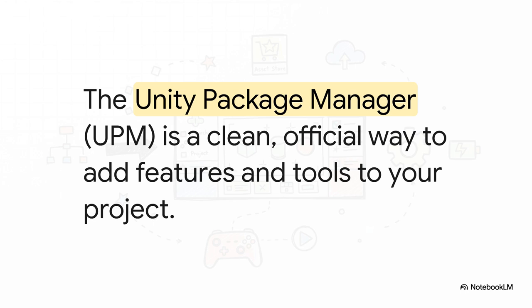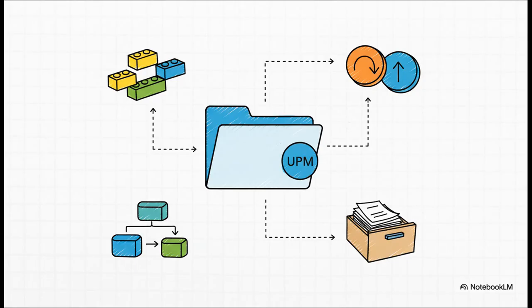These packages can be anything from powerful camera tools like Cinemachine to advanced UI elements like TextMesh Pro. Honestly, using the UPM is one of those things that just screams professional project. It keeps your work lightweight because you only add what you need. It makes updating or even rolling back to an older version of a tool incredibly simple. And maybe best of all, it keeps all that complex code outside of your main assets folder, which just cuts down on clutter so much.